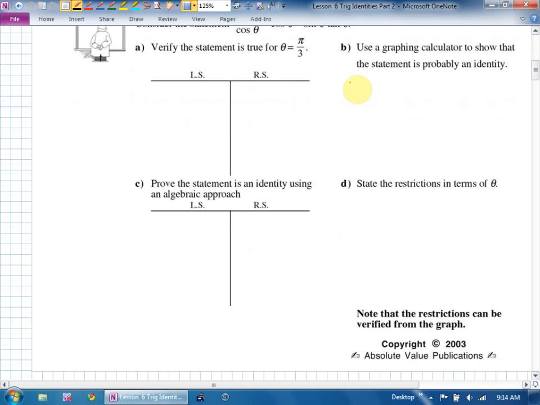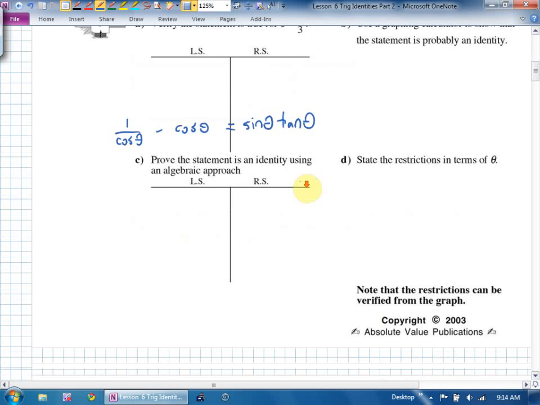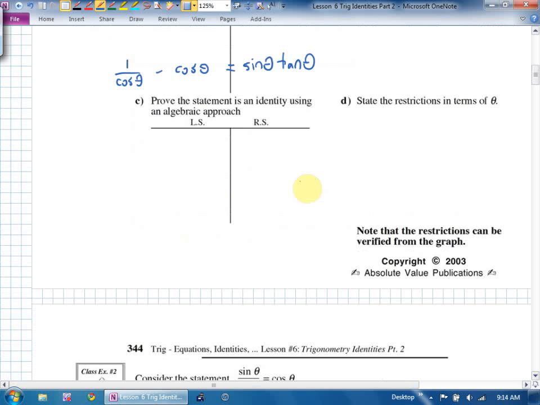So I need to copy this right here. You guys can too. We're going to write 1 over cos theta minus cos theta, and we're trying to show that it's equal to sine theta tan theta. Here is our first identity.